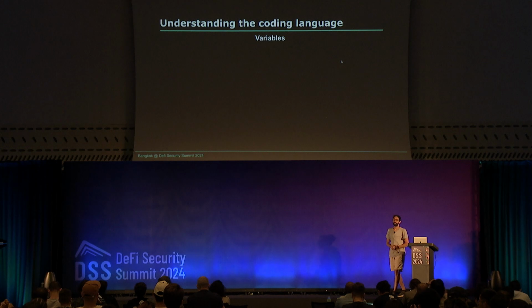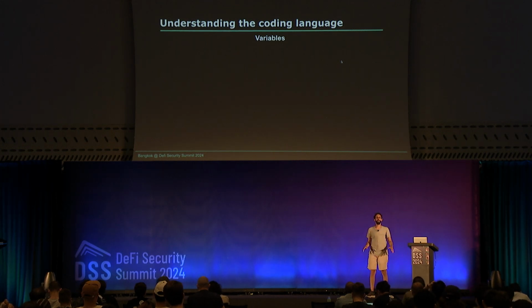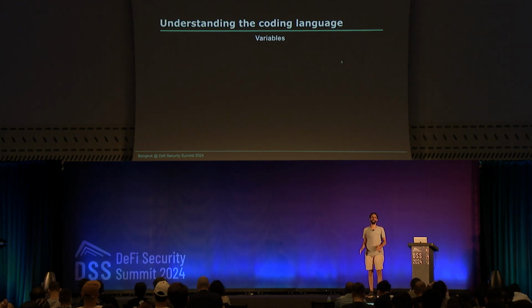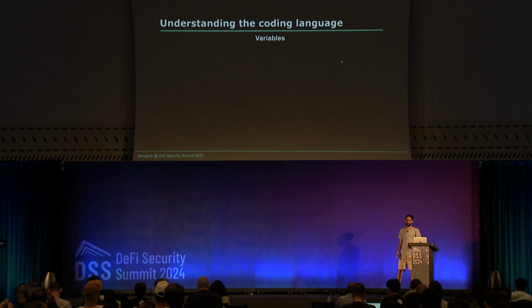So, starting with the coding language. In this step, you don't want a deeper understanding of how the Rust programming language works. You just want to have an overview of it. You don't need to understand everything at once. You can understand step by step. And we are going to do it in parallel with how Ethereum works.